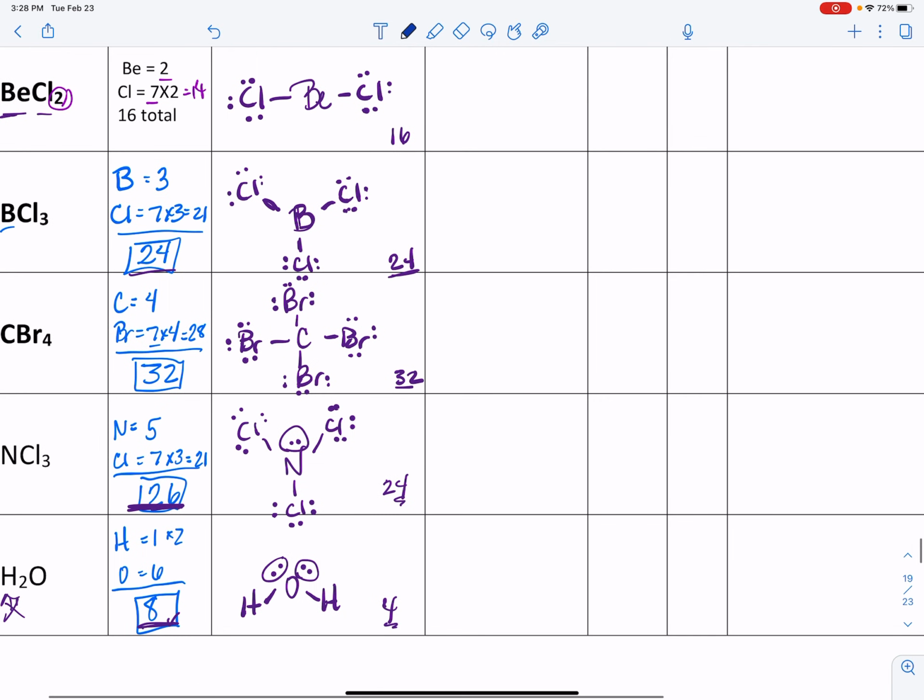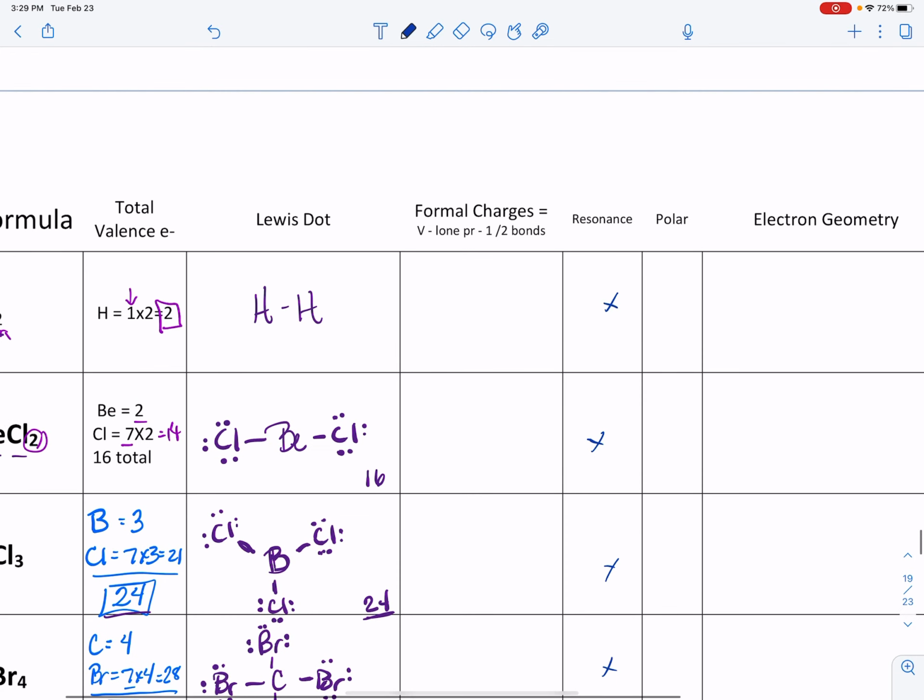Now, it could be that we're going to come up with a situation where the formal charge changes something, and maybe we do end up with a double bond. And then we have to think about resonance again. So that's okay.